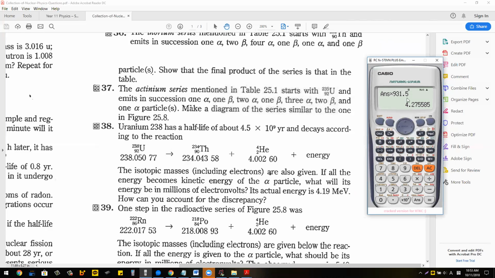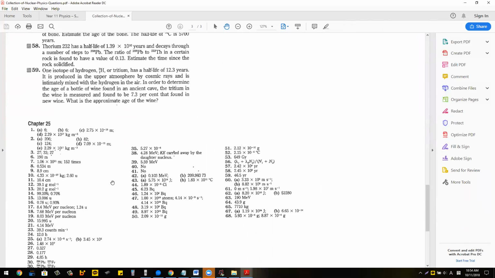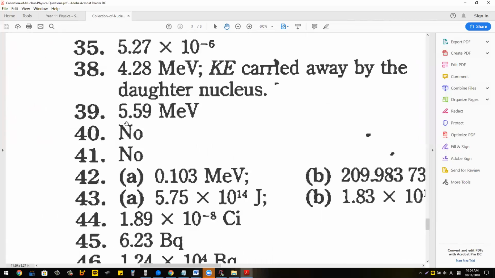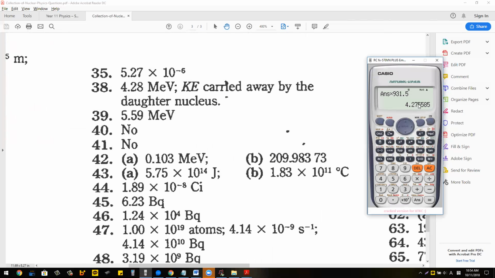So it says that if all of the energy becomes kinetic energy of the alpha particle, what will be its energy in millions of electron volts? This is millions of electron volts, right? Yeah. Is that the answer, by the way? You can go to the bottom and check. Yeah, 38. So 4.28. Oh, that's the same answer.